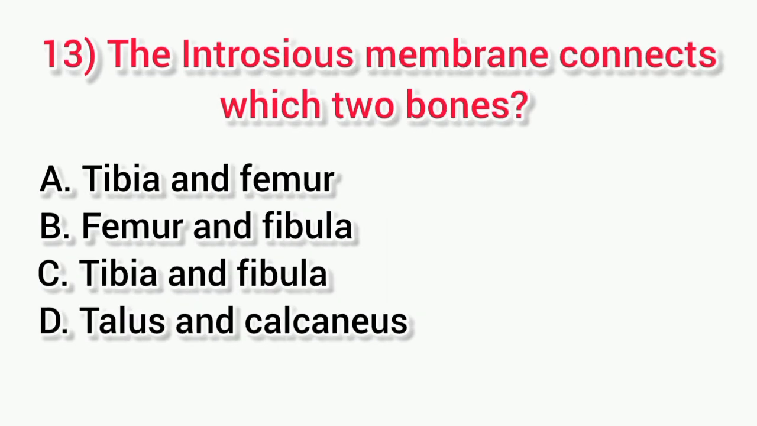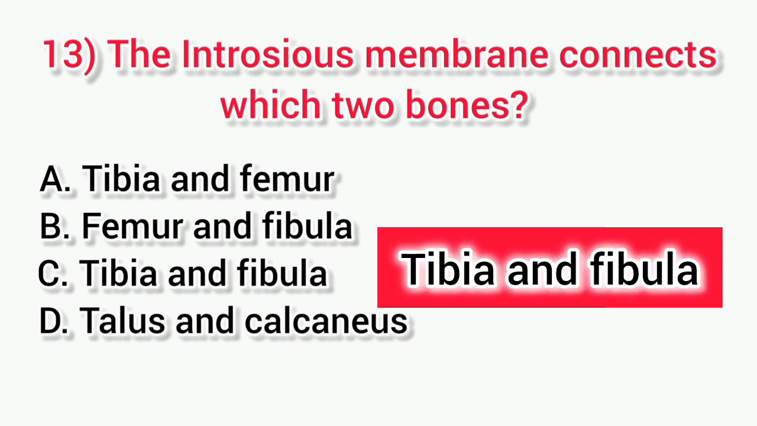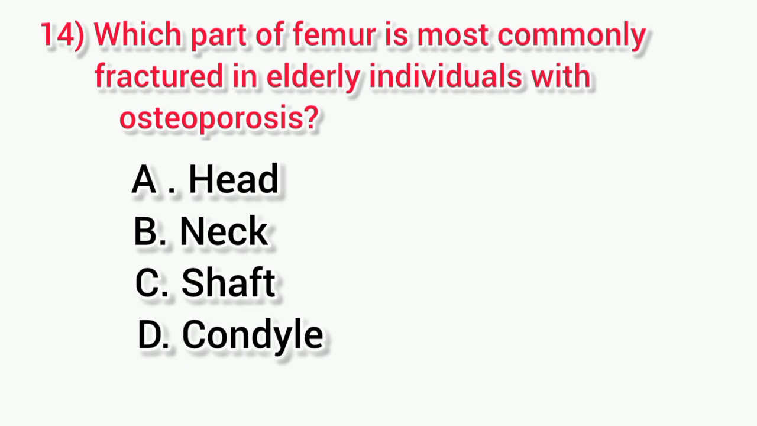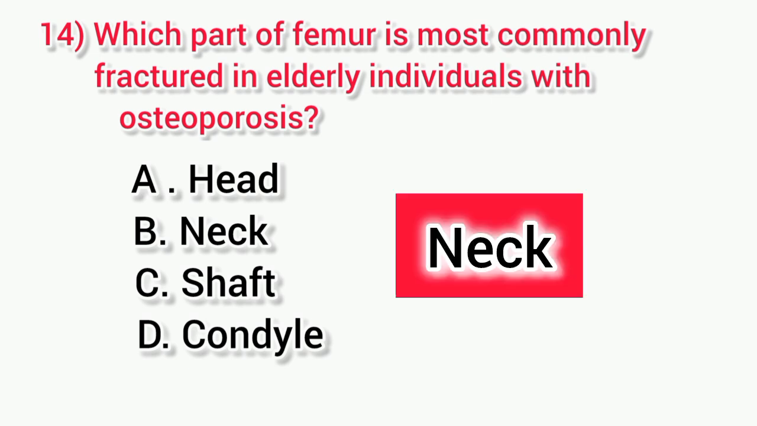The interosseous membrane connects which two bones? Correct one is option C, tibia and fibula. Which part of the femur is most commonly fractured in elderly individuals with osteoporosis? The correct one is option number B, neck.